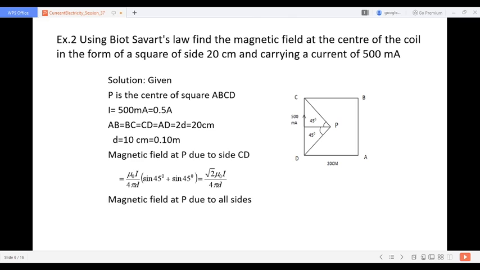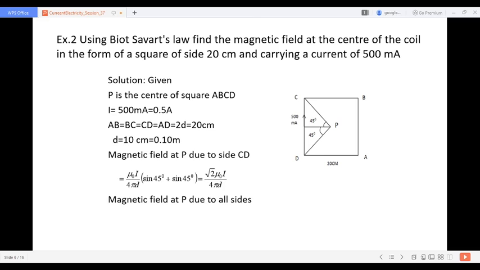Magnetic field at the point P due to the side CD is given by the formula mu naught I divided by 4 pi D into (sine 45 degree plus sine 45 degree), because theta 1 and theta 2 come to be equivalent to 45. So sine theta 1 is 45 plus sine theta 2 is 45. So totally it comes to be root 2 mu naught I divided by 4 pi D.